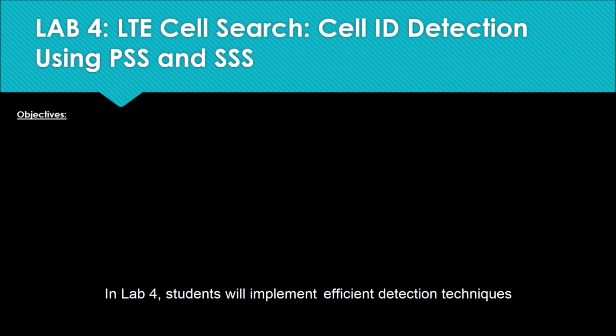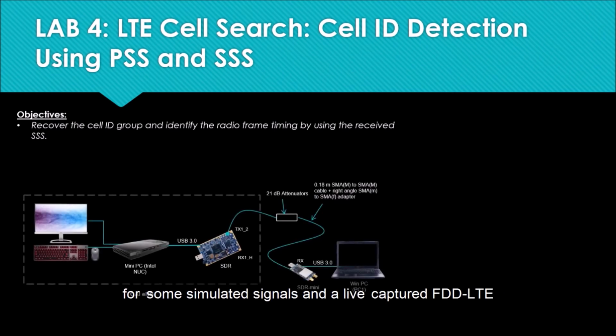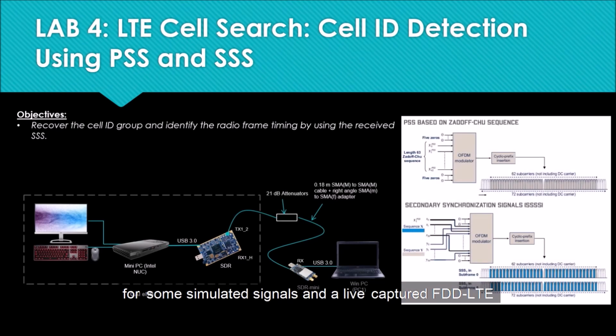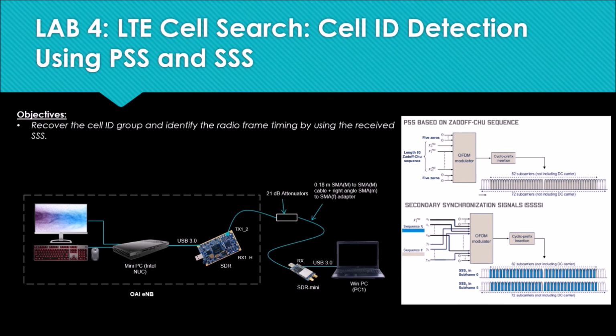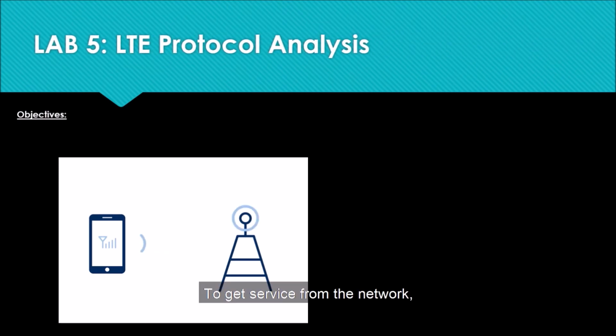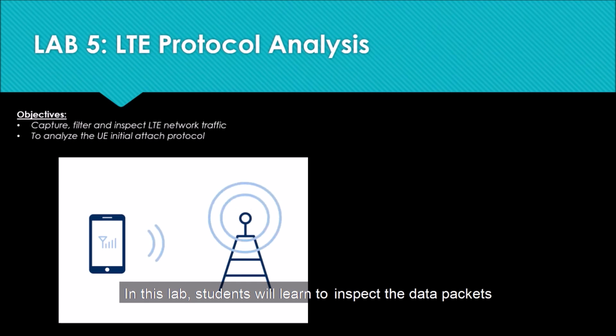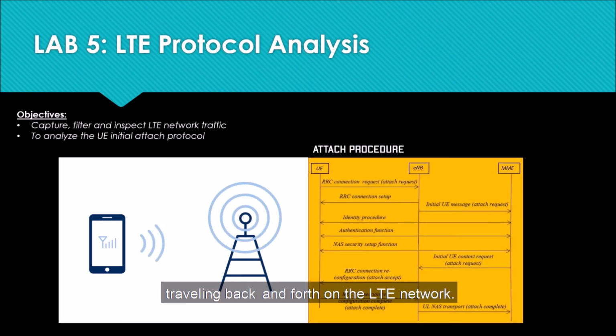In Lab 4, students will implement efficient detection techniques for some simulated signals and a live captured FDD LTE downlink signal to discover the physical layer cell identity. To get service from the network, a UE has to select the network and camp on a cell. In this lab, students will learn to inspect the data packets traveling back and forth on the LTE network.